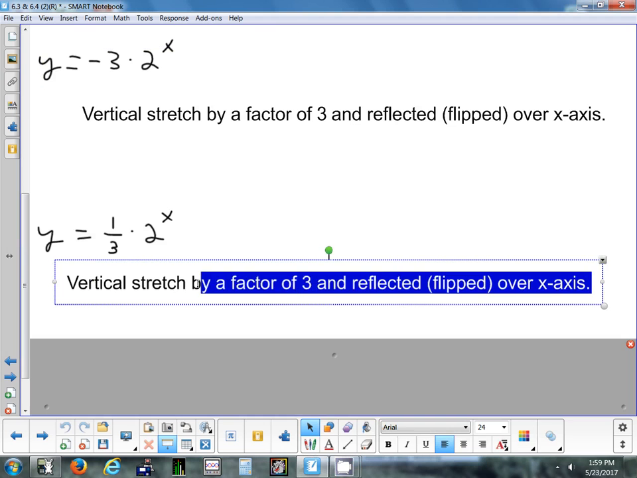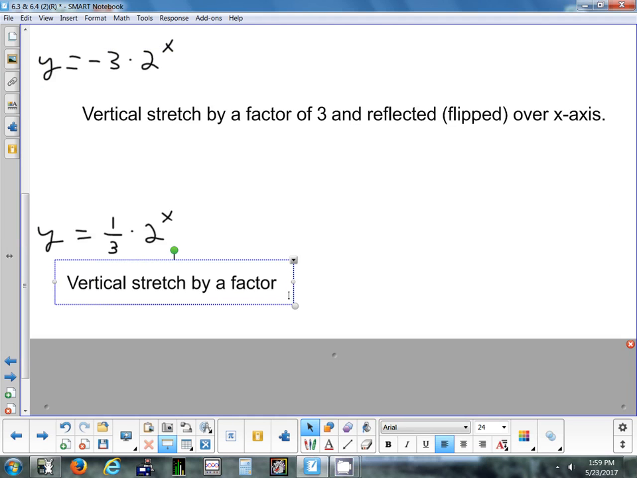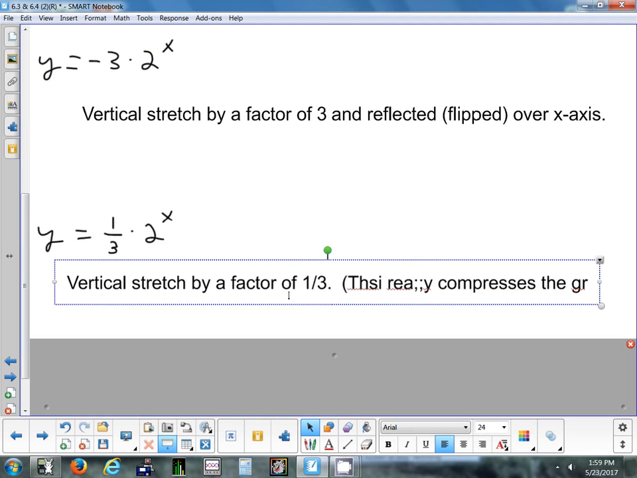For this next one, one part or two parts? How come? Okay, what number's in the A spot? 1/3. So vertical stretch by a factor of 1/3. That's it, right? No reflected over the x-axis because it's not negative.